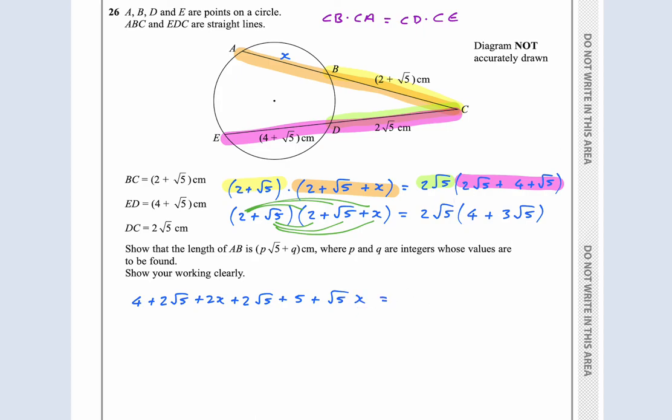Equals, now I do this times, well, this one's easy, it's just this times this and this times this. So 2 root 5 times 4 is 8 root 5. And 2 root 5 times this, I do 2 times 3 is 6. And root 5 times root 5 is 5. And 5 times 6 is 30. So this times this is 30.